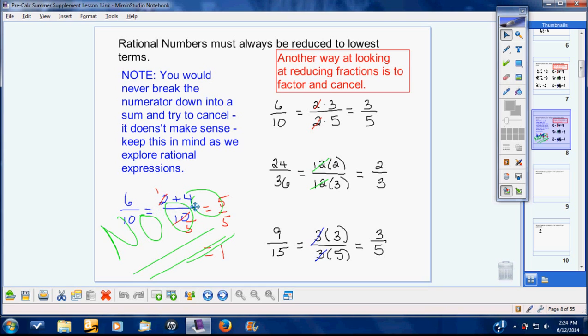This fraction bar acts as a grouping symbol, which means this whole thing up here is a group that has to be treated as if it's stuck together. So in order of operations here, 2 plus 4 would be done first to get the 6, and then factoring and canceling works. But you could never break it down into a sum.